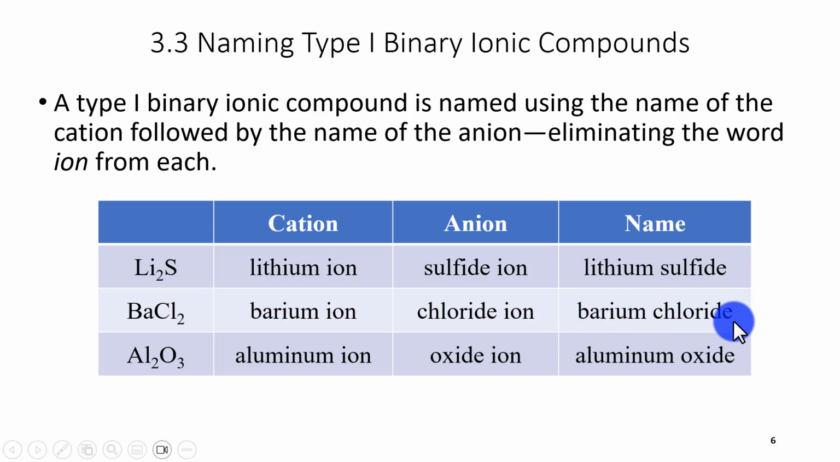So barium chloride. And lastly, Al2O3, aluminum. So we write aluminum, which always forms a +3 ion, so we do not have to specify the charge. Then oxygen, drop the gen ending and add IDE to become aluminum oxide.